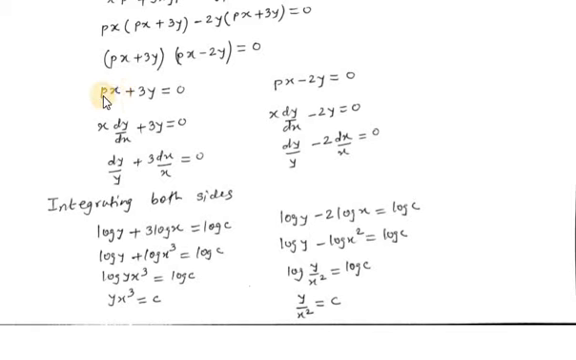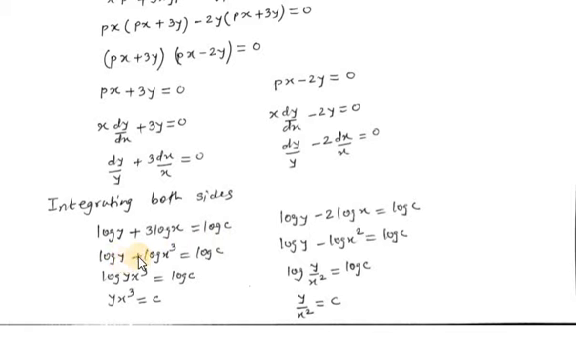x as it is, and we know that p is dy by dx, plus 3y equals to 0. Now we will solve this differential equation. Applying the concept of variable separable form, we will have dy by y plus 3 by x into dx equals to 0. Now integrating both sides, integration of 1 over y is log y, plus 3 as it is, integration of 1 upon x is log x, equals to a constant value log c.